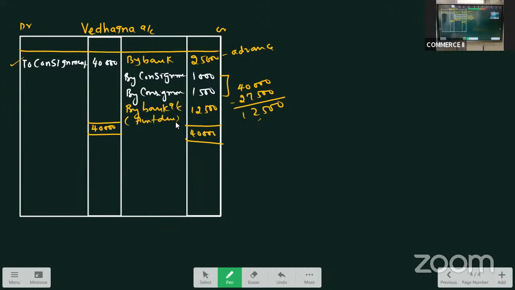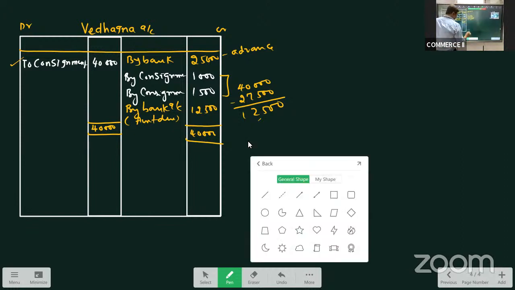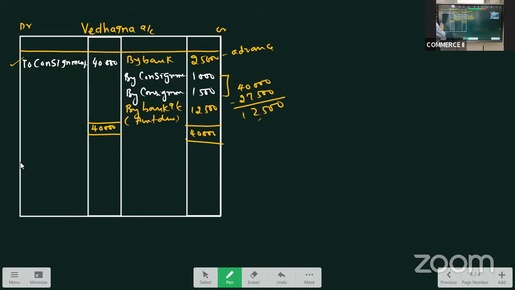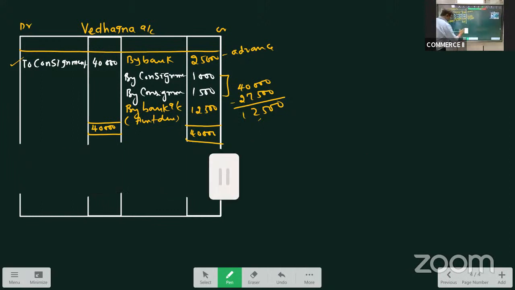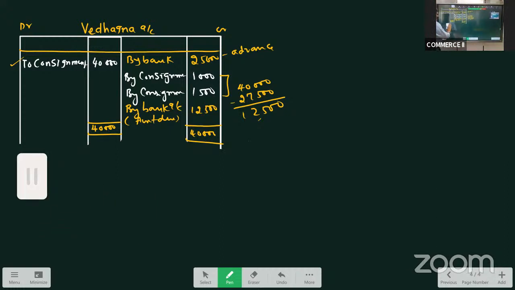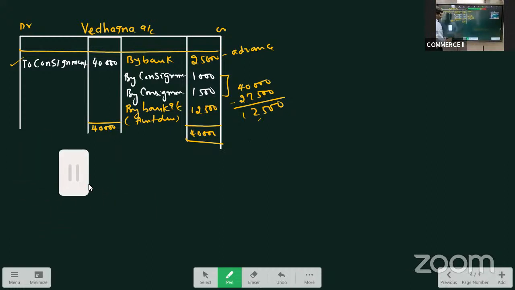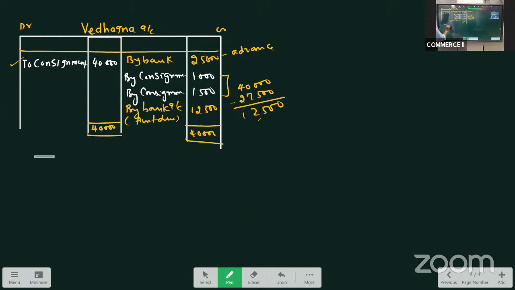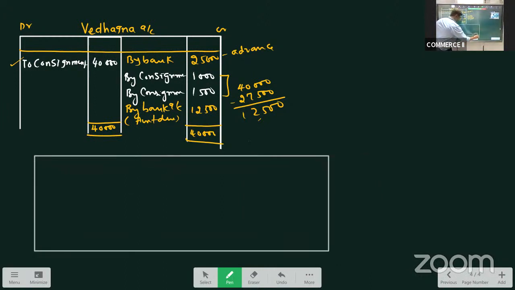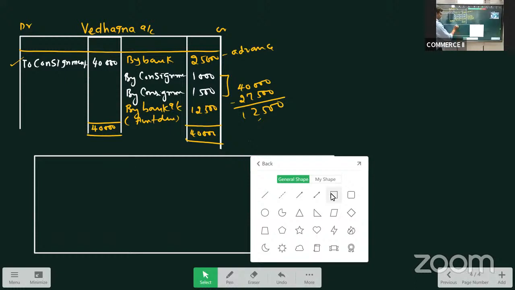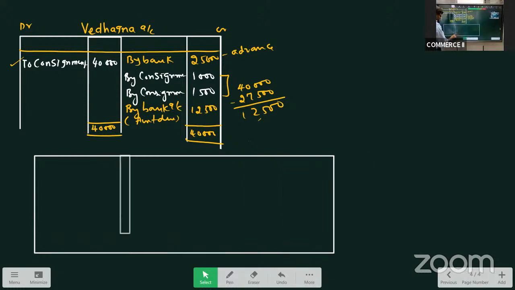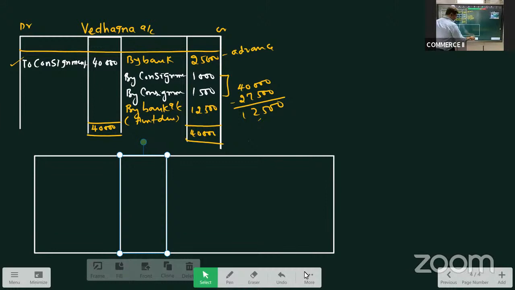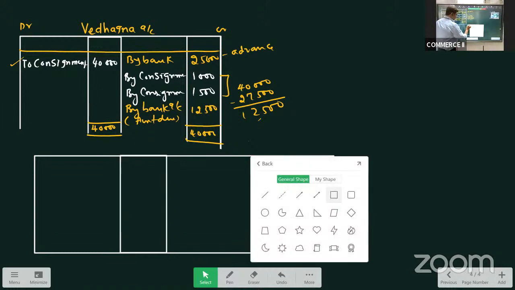Okay, done. Now, goods sent on consignment. In goods sent on consignment account, there will be a little change. We have to take that into consideration. What are we preparing? We are preparing goods sent on consignment, the last account.